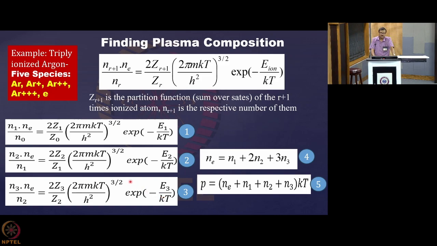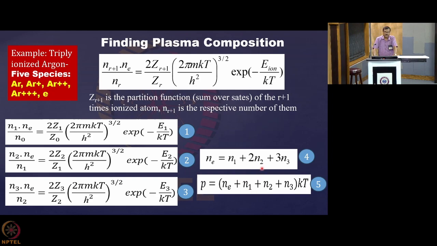Now this U1 is the first ionization energy, this is the second ionization energy, and this is the third ionization energy. Now the thing is that when you are dealing with this kind of equation, the Saha ionization equation just gives you these 3 basic equations. But there are 5 unknowns: argon, argon plus, argon double plus, argon triple plus, and electron. So together they are 5, but you have only 3 equations. You cannot solve these 3 equations for 5 unknowns. So we require another 2 equations to solve this set and get information about all the species that are there in the plasma.